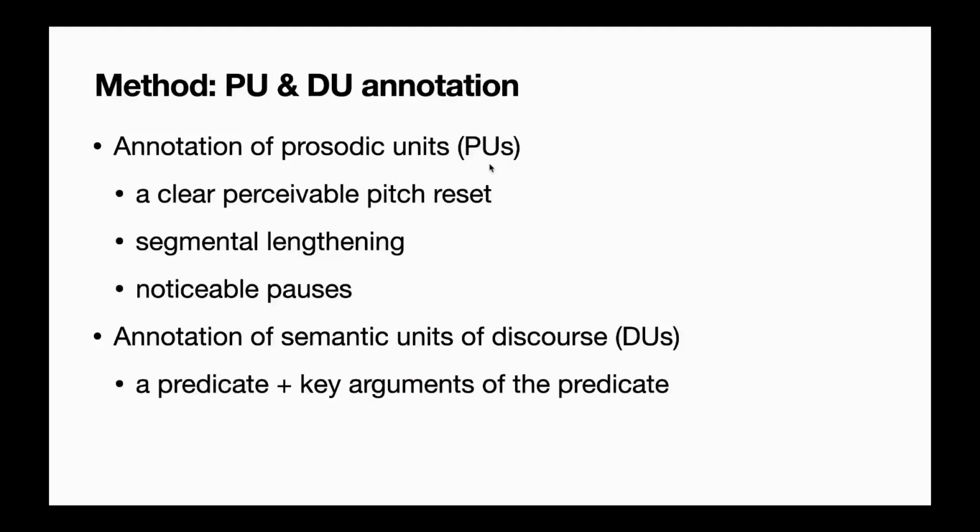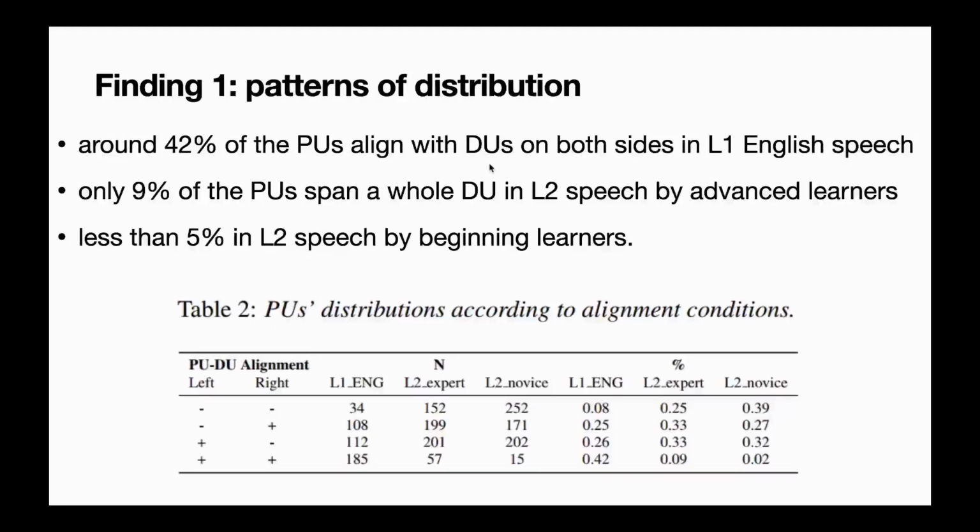The first finding is that the three groups differ in terms of the patterns of distribution. Around 42% of the PUs align with DUs on both sides in L1 English speech, whereas only 9% of the PUs span a whole DU in L2 speech by advanced learners, and less than 5% in L2 speech by beginning learners.